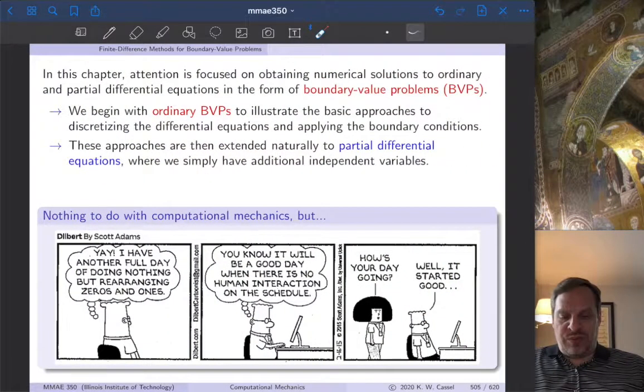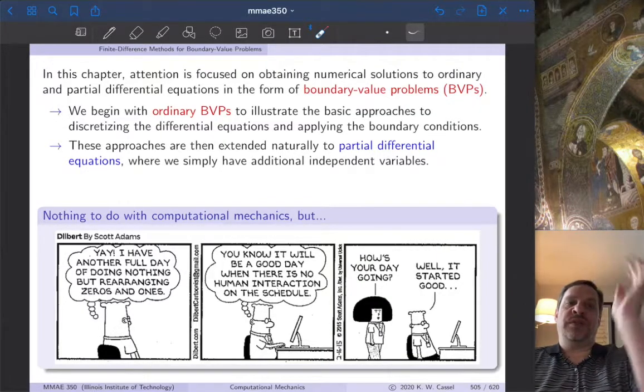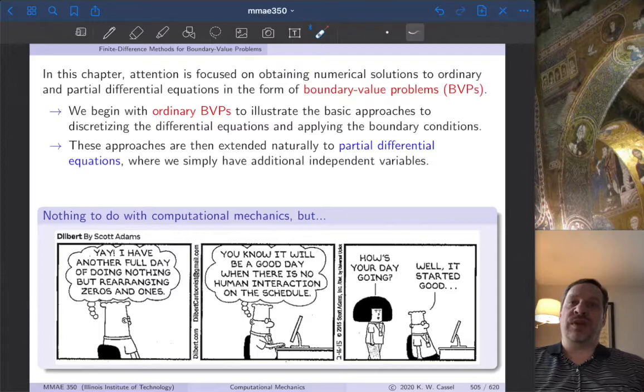So in boundary value problems, the distinguishing feature is that we have a domain, say x, y, and z, and on every boundary we have boundary conditions, so it makes it a BVP, a boundary value problem. We'll first look at ordinary boundary value problems, and then we'll look at partial differential equations that are boundary value problems. We'll develop the methods for ordinary BVPs, and then we'll extend them to partial differential equations.